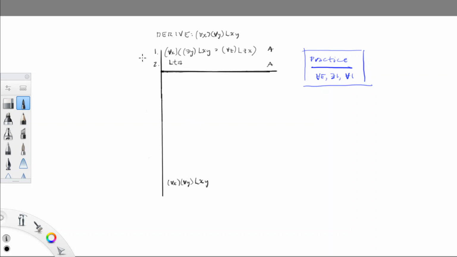these two assumptions. The first assumption could be read as saying everybody who loves anybody is loved by everybody. So for all x, if there's a y that x loves, then for all z, z loves x. That's the first assumption. The second assumption just says LTA, t loves a.